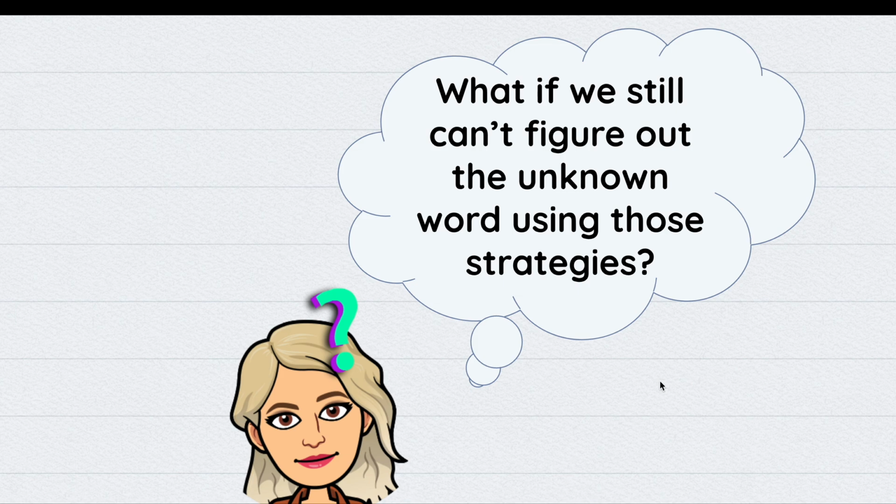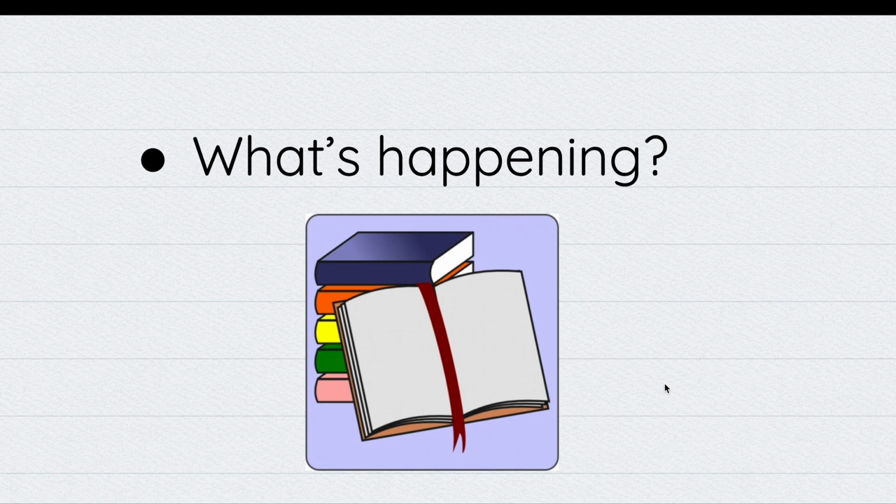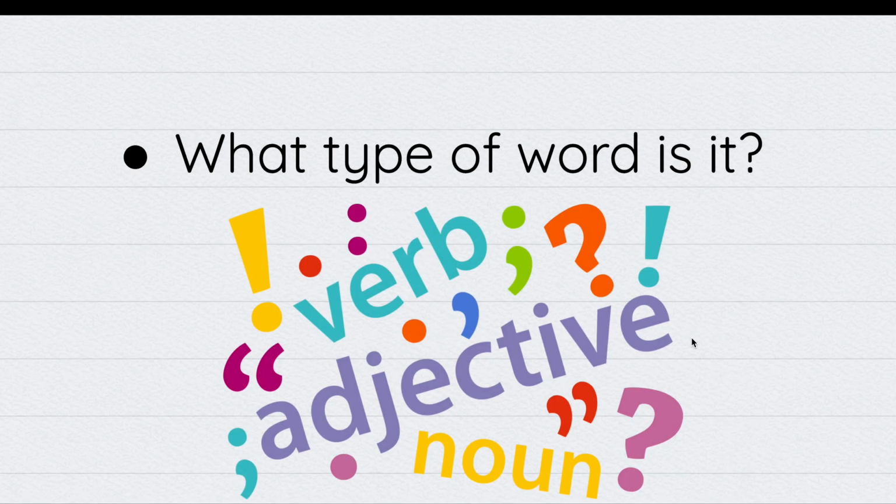So what if we still can't figure out the unknown word using those strategies? Well, we try looking around the unknown word. You could ask yourself, what do you picture while you're reading this, or maybe even look at the pictures in the text. What's happening in the text right now? Stop and ask yourself a main idea question. What's the main idea of what we've been reading about so far? And is this a positive or a negative thing? Because that's going to affect the vocabulary the author is using, if this is good or bad, positive or negative.